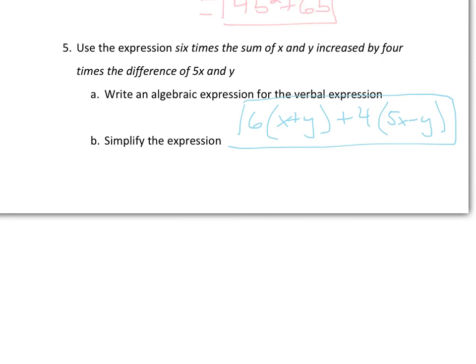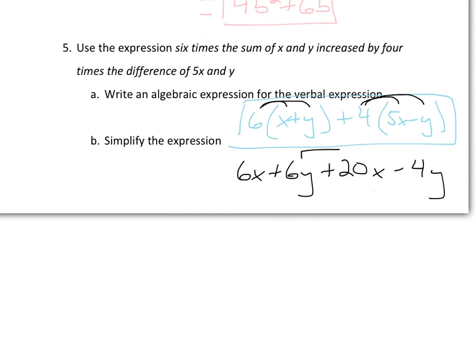And the second part of this, we're going to simplify the expression. So to simplify it, we need to distribute the 6 and the 4. So for the 6, we'll have 6x plus 6y plus 4 times 5x is 20x minus 4y. Now we can look to see if we can combine any like terms.